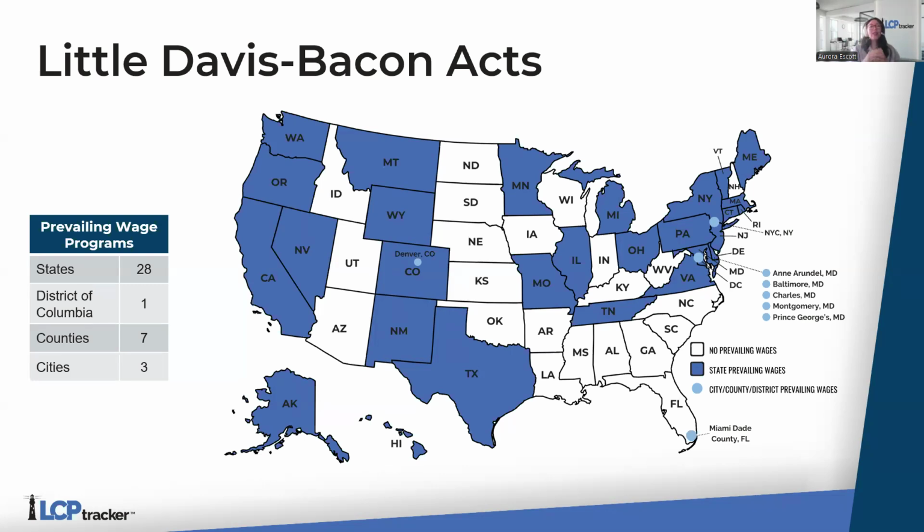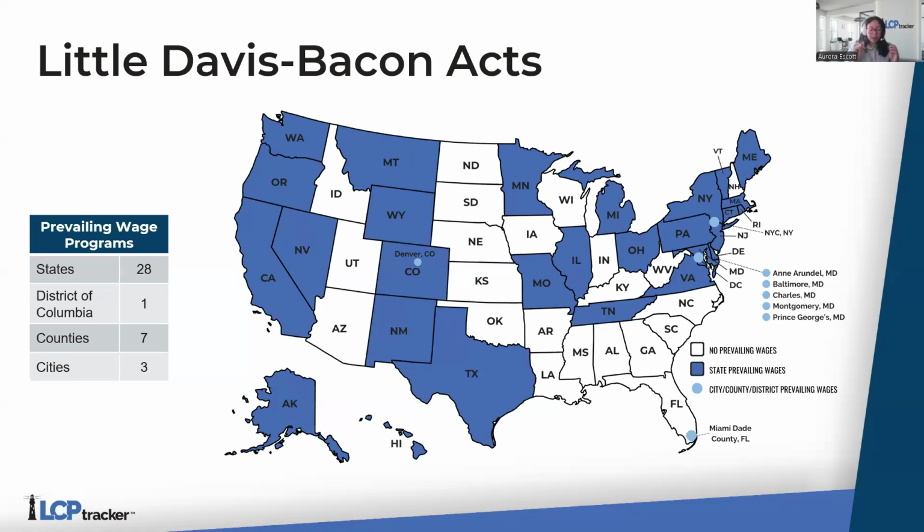So currently we know of 28 states that have their own state prevailing wage programs, including the District of Columbia. And there's about 7 counties that we know of that have their own little Davis-Bacon acts. And there's 3 cities that we know of that have their own little Davis-Bacon acts.